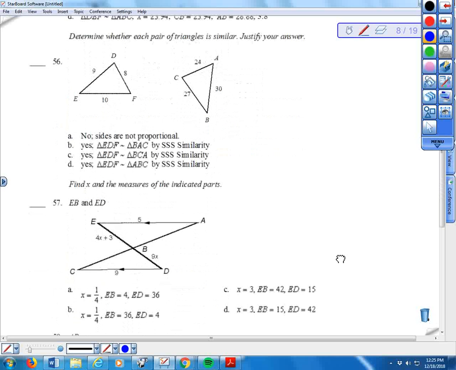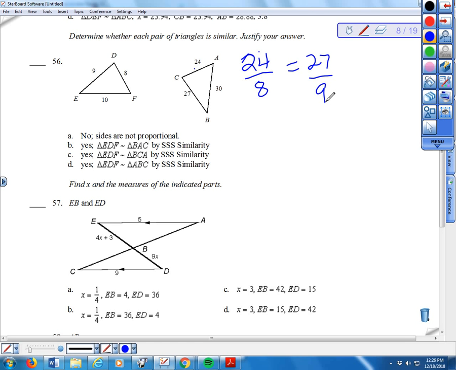Even easier then. Determine whether each pair of triangles is similar. So how could I do this? Yeah, if it were similar, I would almost think like I would rotate this. So if that happens, I would say that 24 is to 8 as 27 is to 9. And is that true? Yeah.